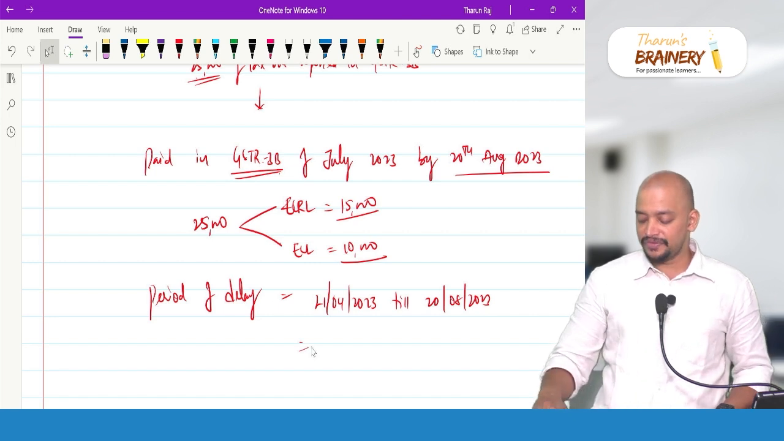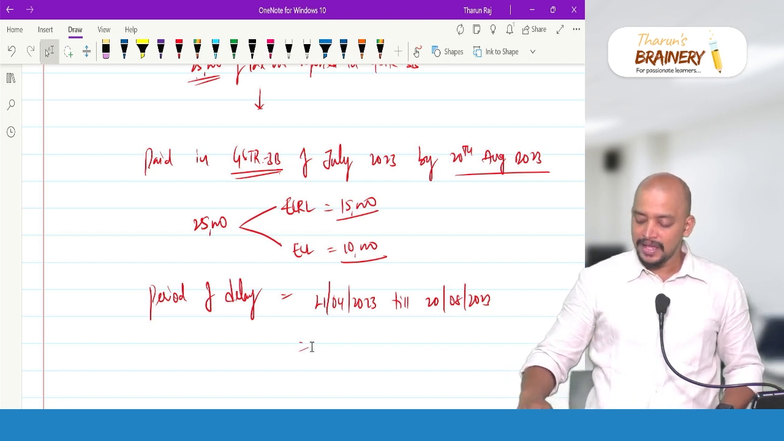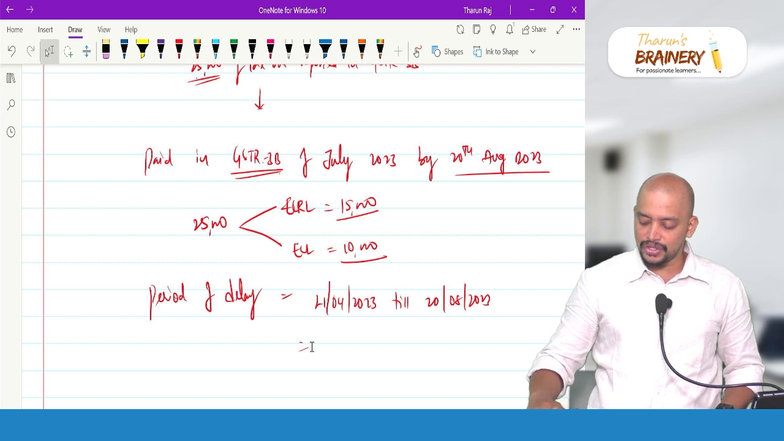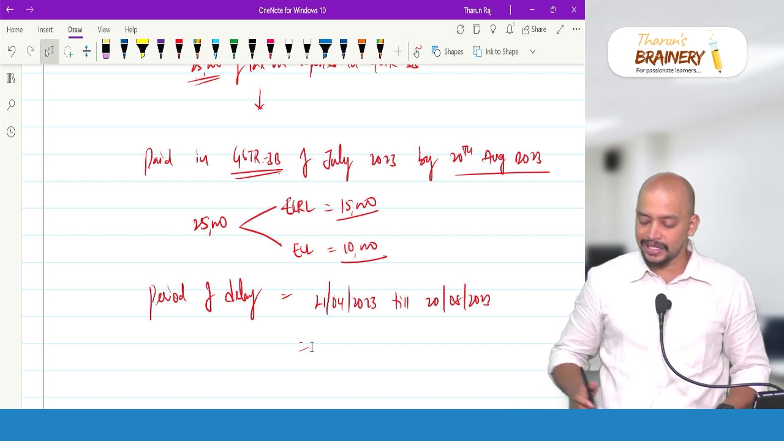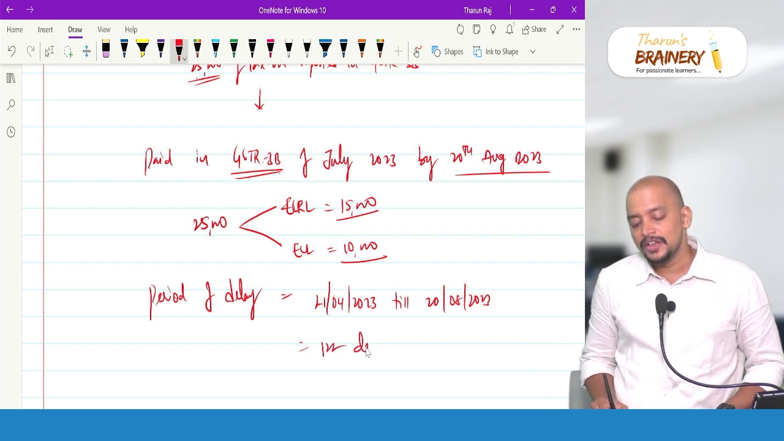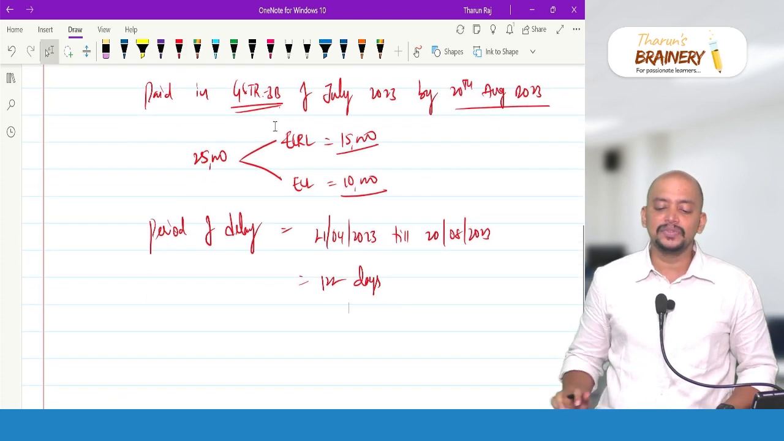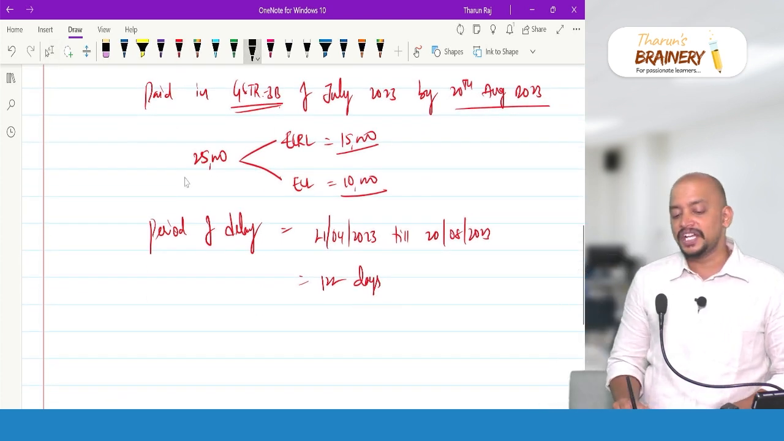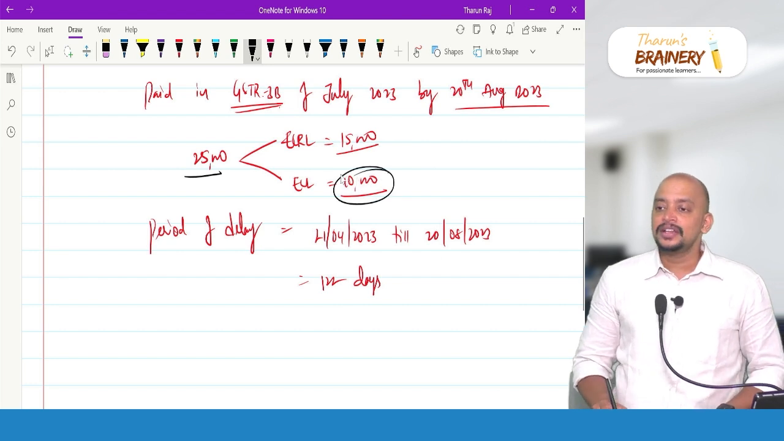So the number of days, if you see, in April month 10 days, May 31 days, June 30 days, July 31 days and August 20 days, that is 122 days. For this 122 days, interest will be computed on what? 25,000 or 10,000? 25,000.